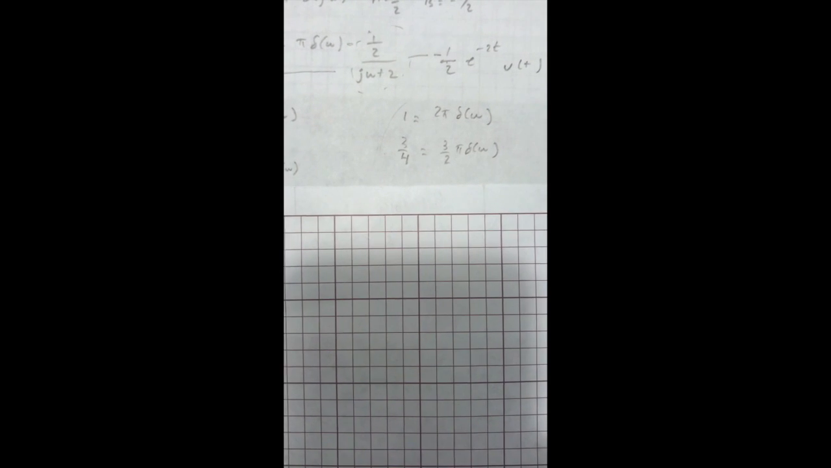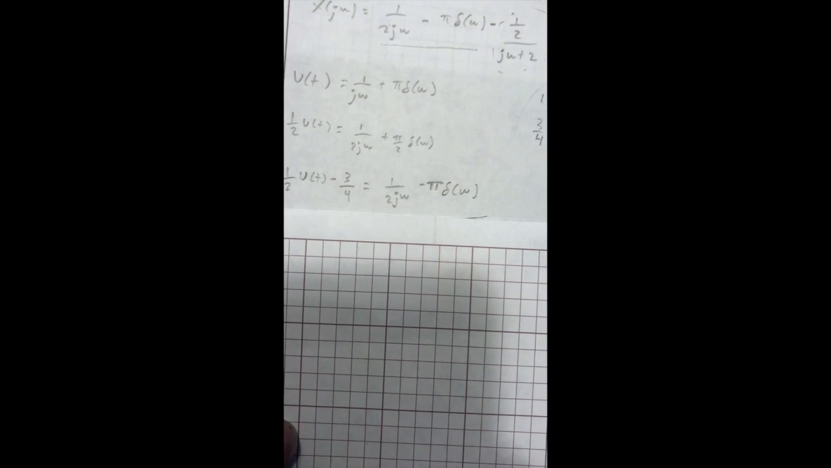In the time domain, 3/4 is, in the frequency domain, 3 halves pi delta of omega. So basically all you're going to do is subtract your 1 half u of t minus 3/4. In the frequency domain, you get that expression, and that's pretty much it. After you do all this, you end up with your final expression for x of t, and that solves the entire problem.